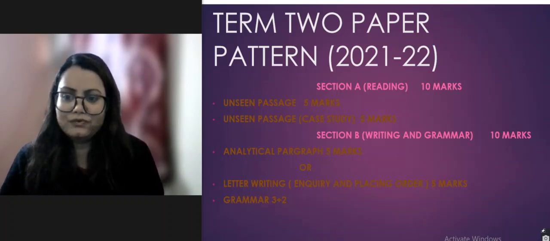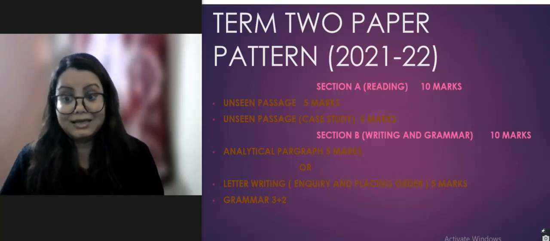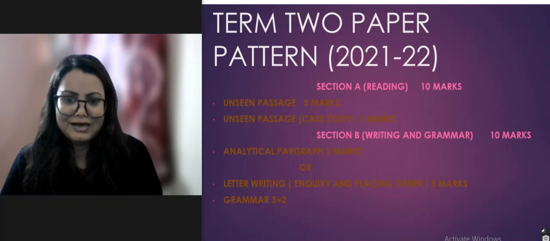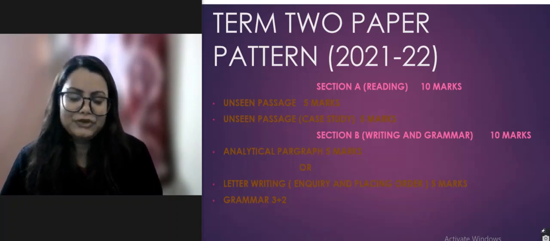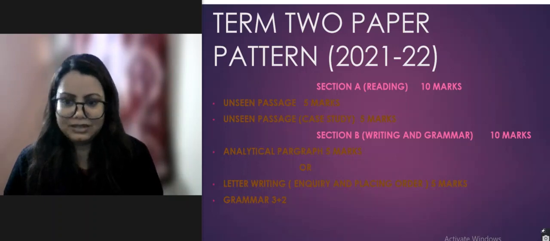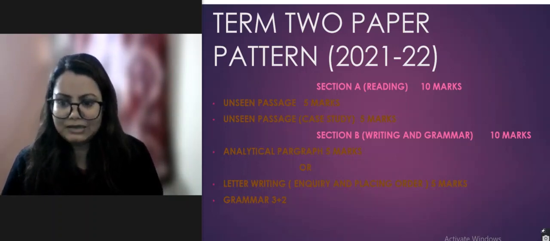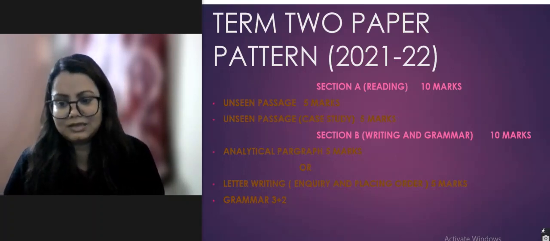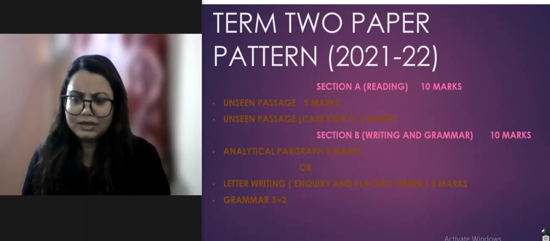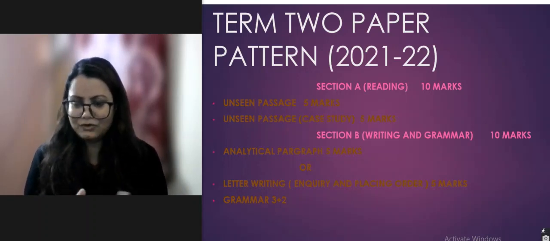Now as you can see over here, dear children, I have a presentation as well for you to understand it in a better way. Section A will have two unseen passages, 5 plus 5 marks each. The first passage will be a normal passage, either discursive or factual. The second passage will be a case study. Now case study is nothing new, dear children, because you have been doing it in all the subjects. It is incorporated in all the subjects.